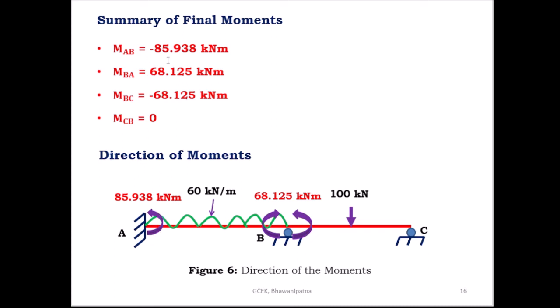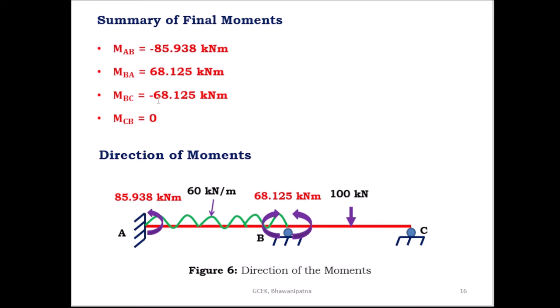So here MAB is minus 85.938 kilonewton meter, negative. So the direction of the moment is anti-clockwise, 85.938 kilonewton meter. Then MBA is equal to 68.125 kilonewton meter. So here the value is positive, so apply the direction clockwise.